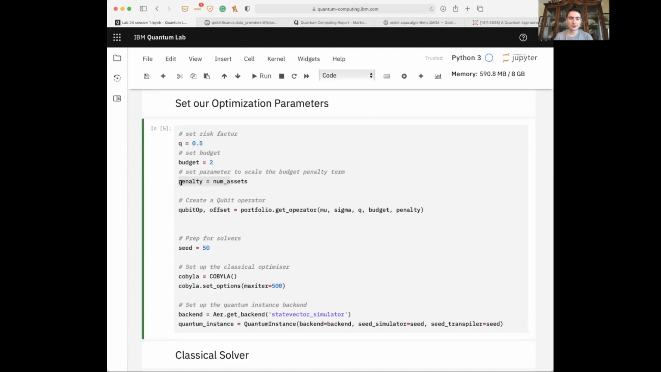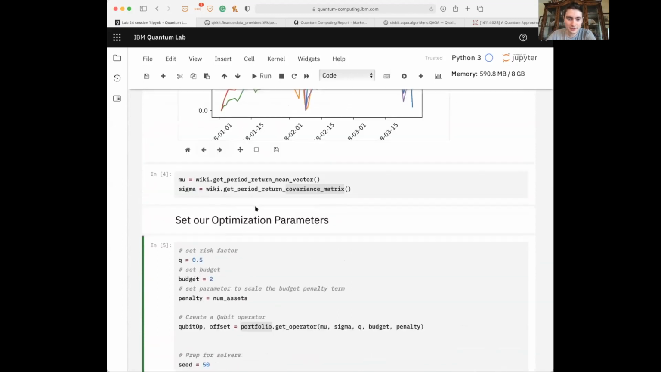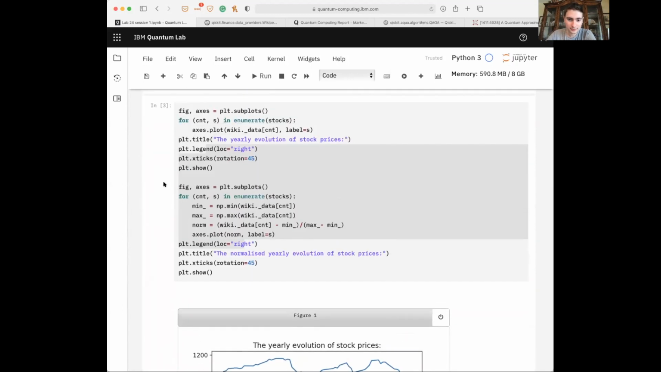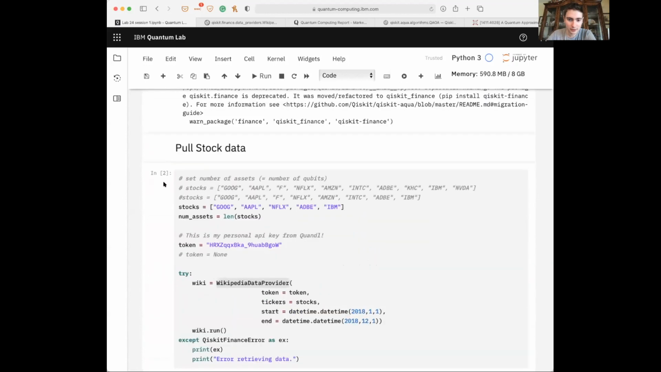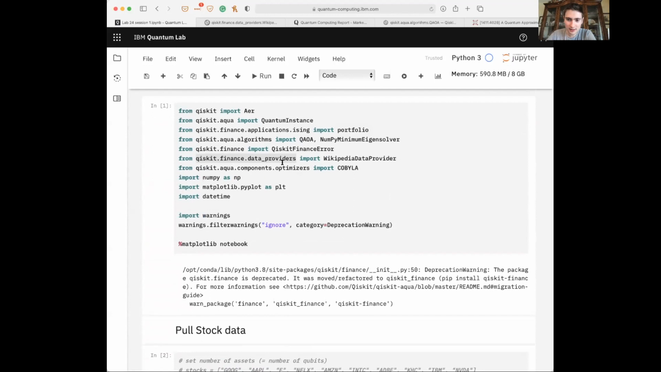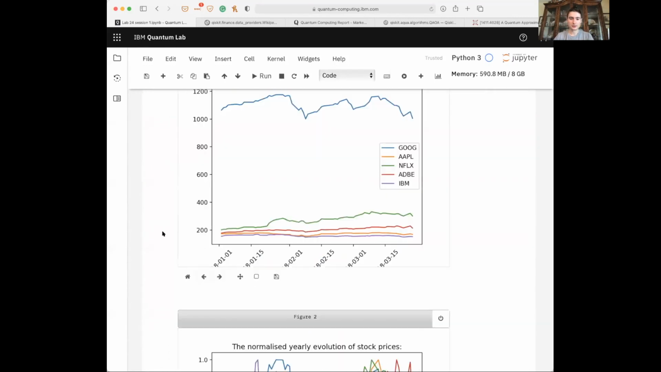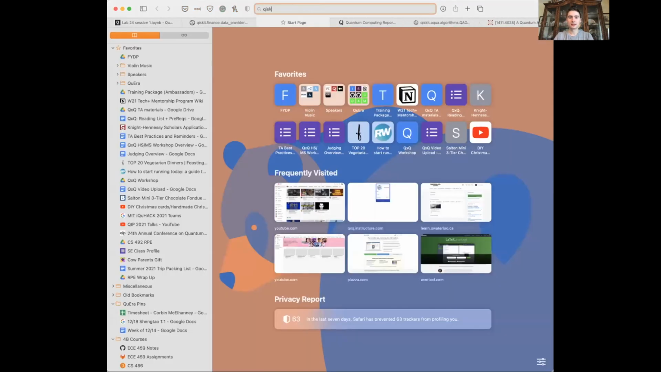There's some things here I don't understand though, right? I don't really understand why this thing called penalty is equal to the number of assets. But if you wanted to look up what penalty was, we could go and find the documentation on this function, right? So I need to do a bit of investigation here to even figure out what I should Google. Let's see where we defined portfolio. If I scroll up. Okay, so it looks like, here we go. So we imported portfolio from qiskit.finance.applications.ising portfolio. So I'll just go ahead and look that up. Qiskit finance portfolio.